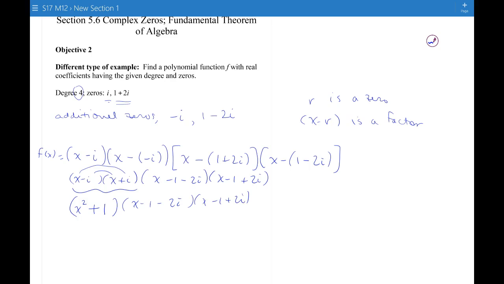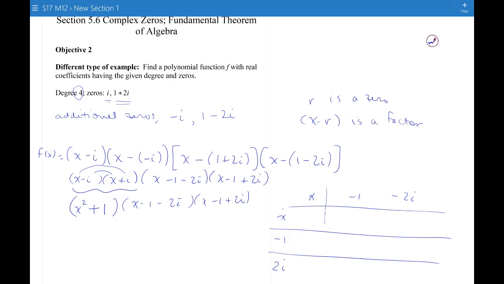So I'm going to show you my box method. I do this x and minus 1 and minus 2i, and x and minus 1 and plus 2i. Then I make a box and multiply at the intersections of the rows and columns. So this is x squared minus x minus 2ix minus x plus 1 plus 2i, 2ix minus 2i minus 4i squared. So always you're going to get cancellation of the complex terms. Here's minus 2i and 2i.